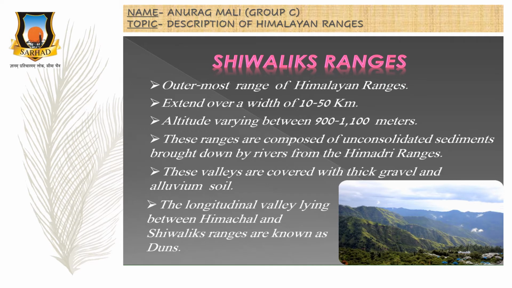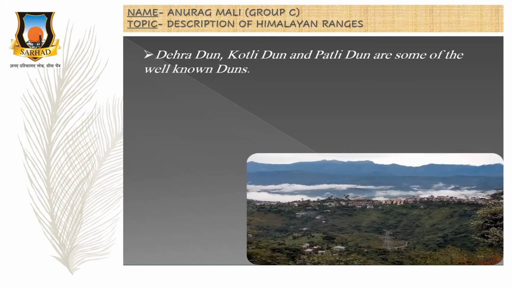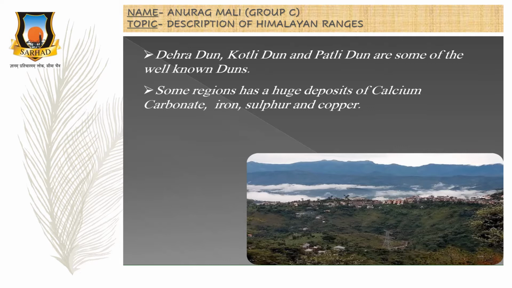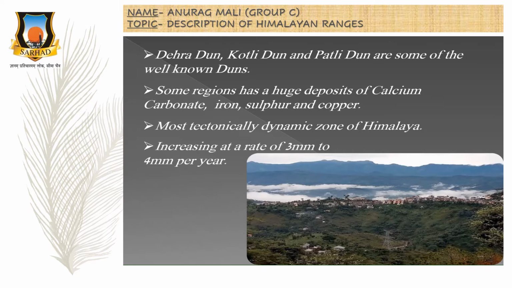The longitudinal valleys lying between Himachal and Shivalik ranges are known as dunes. Dehradun, Kotli Dune and Patli Dune are some of the well-known dunes. Some regions have huge deposits of calcium carbonate, iron, sulfur and copper. It is the most tectonically dynamic zone of the Himalayas, rising at a rate of 3 mm to 4 mm.